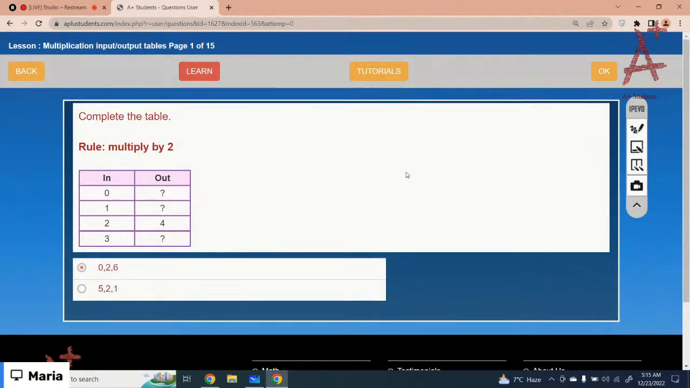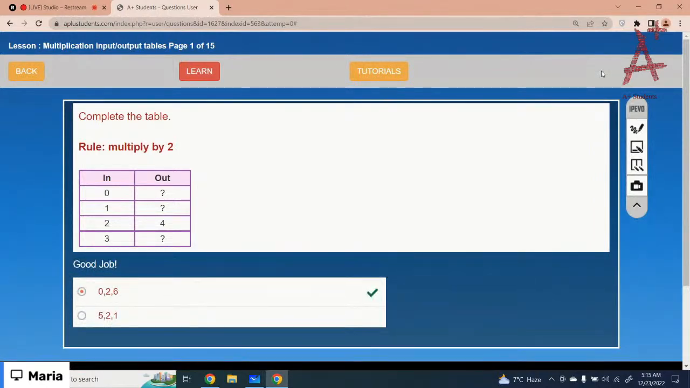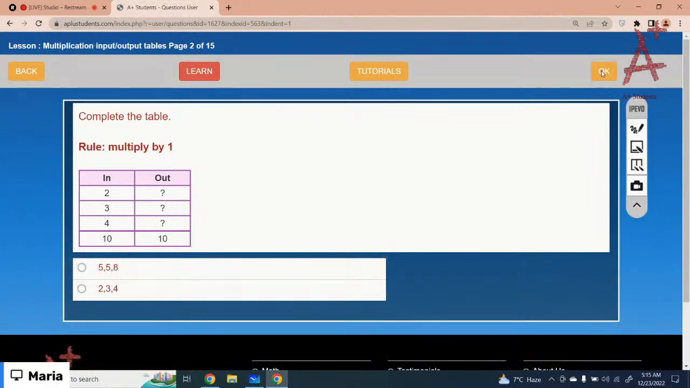Okay, so the correct option is 0, 2, 6. So just select the correct option, then click on the OK button. Okay, the next one is multiply by 1. So the rule for the next one is multiply by 1. So you have to multiply each input value by 1 to calculate the output value. Got it? So multiply the values by 1.